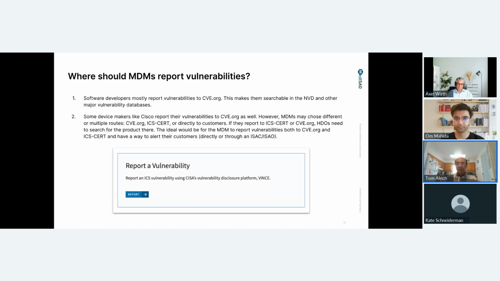However, the medical device makers may choose different or multiple routes. They could go to cve.org. They could go to ICS CERT, which is, of course, operated by CISA, which is part of the Department of Homeland Security. And that, as far as I know, is kind of the preferred route for medical device makers. Or they can report them directly to customers. I mean, it wouldn't hurt to do all three. In fact, most software developers report directly to customers as well as reporting to cve.org.